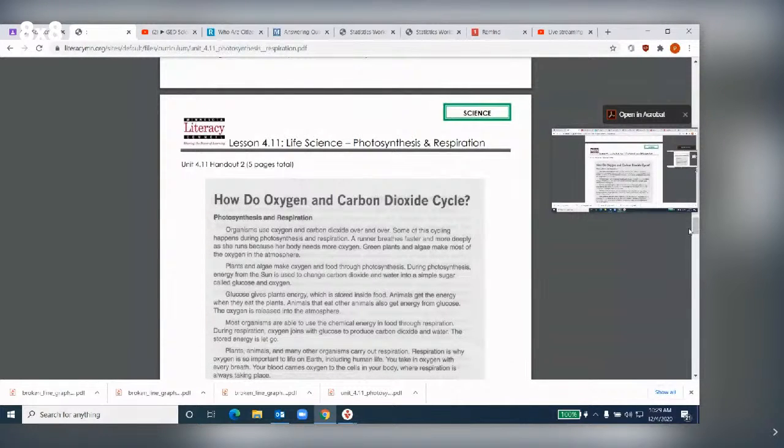This says, how do oxygen and carbon dioxide cycle? This is about photosynthesis and respiration. It says, organisms use oxygen and carbon dioxide over and over. Some of the cycling happens during photosynthesis and respiration. A runner breathes faster and more deeply as she runs because her body needs more oxygen. Green plants and algae make most of the oxygen in the atmosphere. Plants and algae make oxygen and food through photosynthesis.